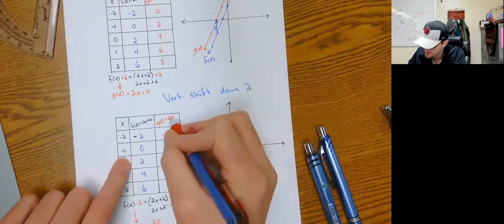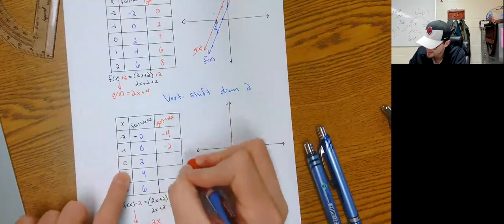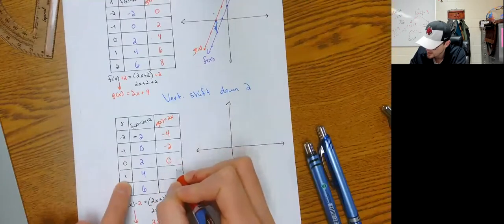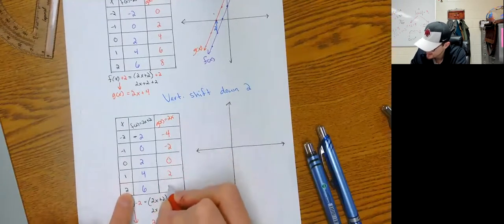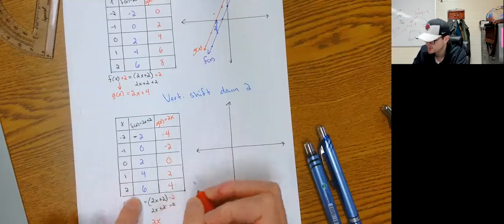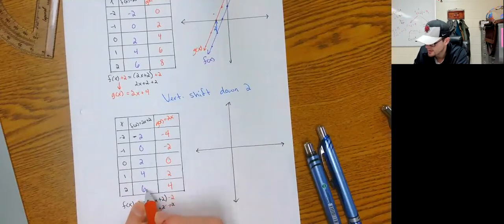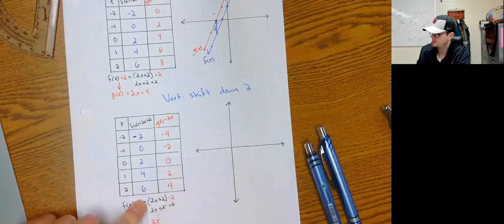So when I multiply 2 times -1, -2. 0 times anything is 0. 1 times 2 is 2. And then 2 times 2 is 4. So again, right, we moved everything down 2, right? 6 minus 2 is 4. 4 minus 2 is 2. 2 minus 2 is 0.